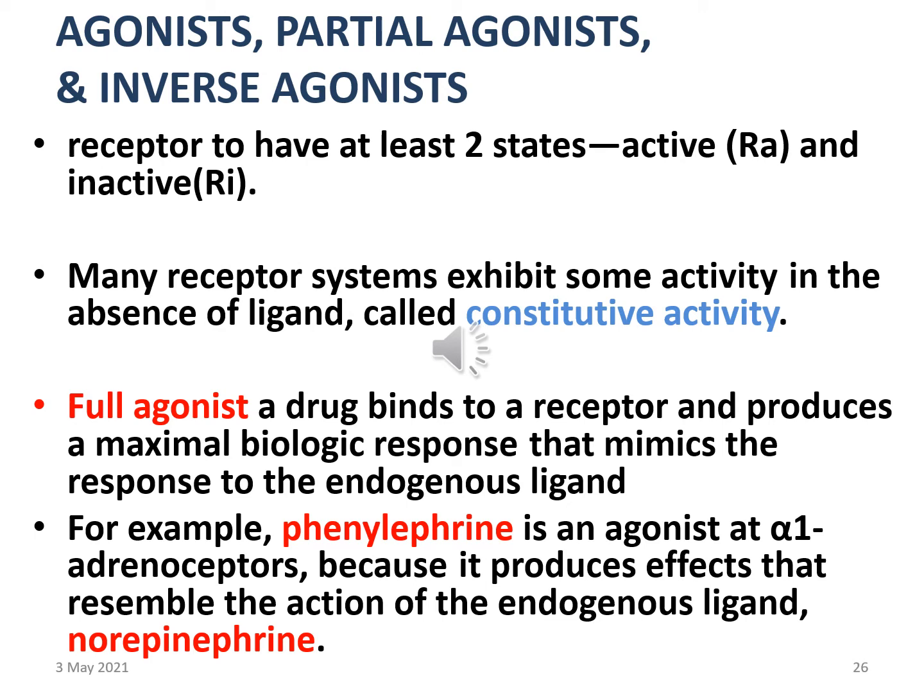Full agonist, a drug that binds to a receptor and produces maximal biologic response that mimics the response to the endogenous ligand. هذا شو نسميه الدراج full agonist. For example, phenylephrine is an agonist at alpha-1 adrenoceptors, because it produces effects that resemble the action of the endogenous ligand norepinephrine اللي هو هذا endogenous موجود عندنا بالبودي.